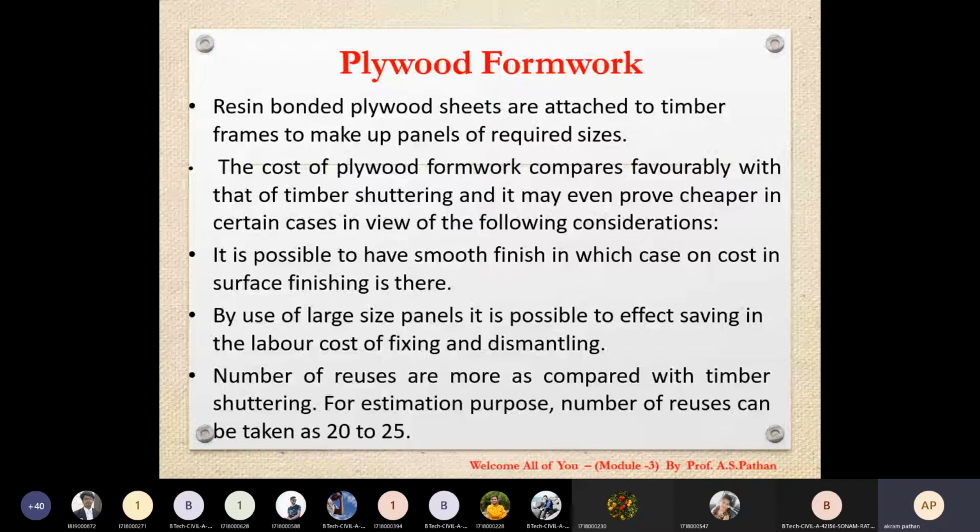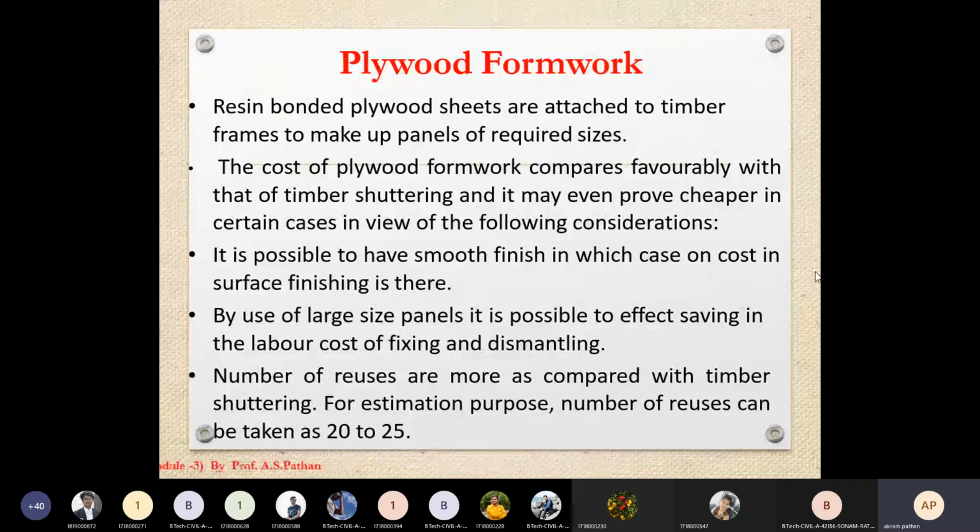If you use plywood formwork, we can achieve a smooth finish on any element, and we also save cost and time. The labor required for fixing this type of formwork is also less, and therefore the total cost of the project will be minimum. So these are the advantages of plywood formwork.